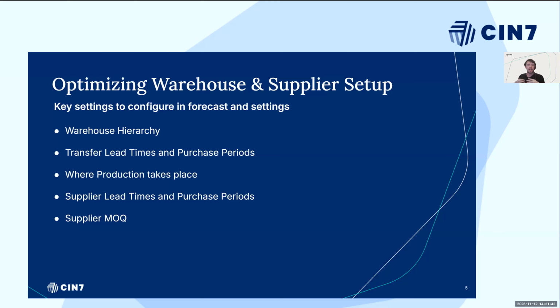forecast and settings area. There's sometimes confusion with new timers to ForesightAI. They're like, hey, I've been working in Sin 7 Core. I set up the lead time in Sin 7 Core. Why am I not seeing it here? Well, all of these settings right here are actually set in the forecast and settings. So if you're in Smart Reorder, you actually have a direct link to forecast and settings in the top right if you're looking at it.